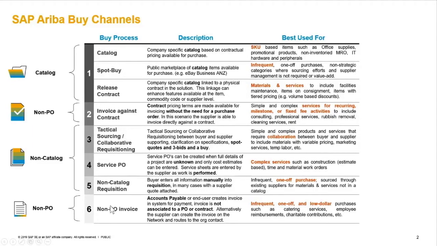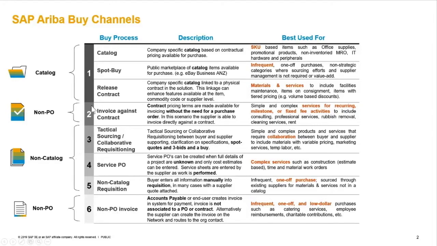And then the 6th one is where there is no contract in place, there is no PO in place, so it's a true non-PO, non-contract invoice, like an electric bill or something like that, where there's no agreement, there's no PO, and then you just basically get the invoice. That would be a true non-PO.